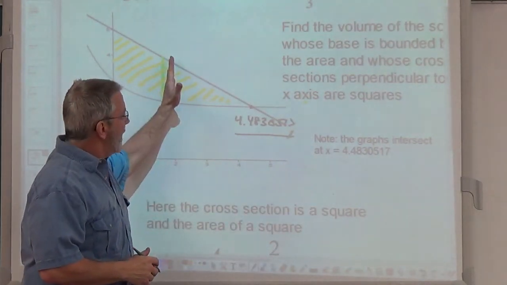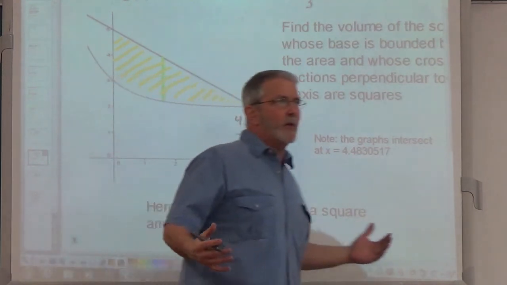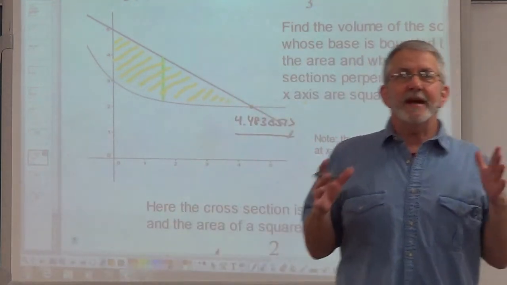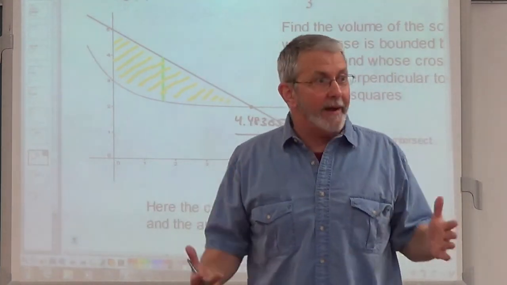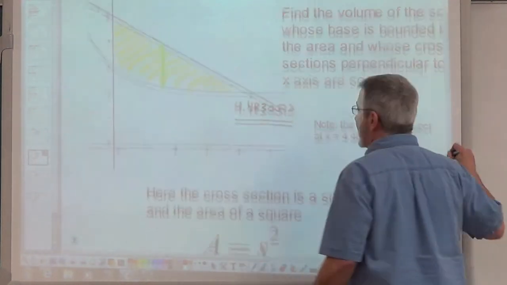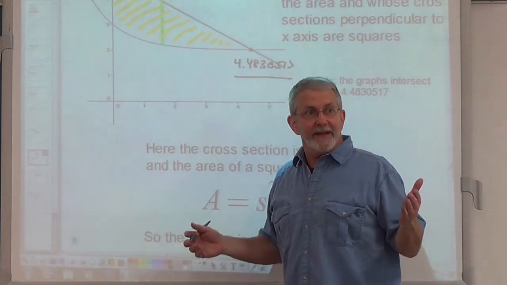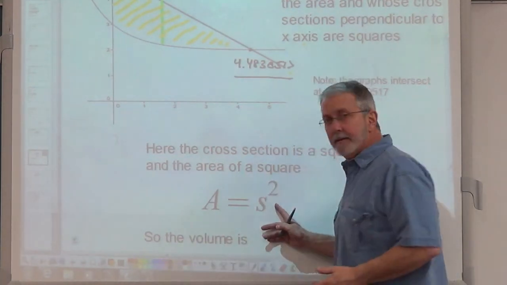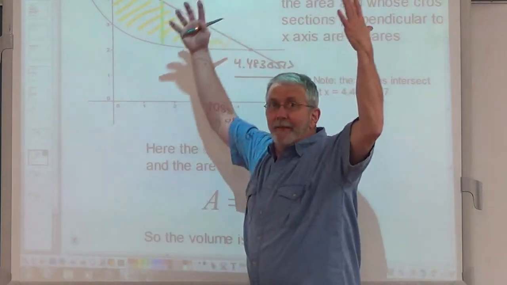Cross sections are squares. Well, here the cross section is a square. What the heck is the area of a square? Here's what the area of a square is not. The area of a square is not pi s squared. You have no idea how many calculus students make this mistake. The area of a square is not pi s squared. The area of a square is s squared. So all I need to do is find s. What is s?